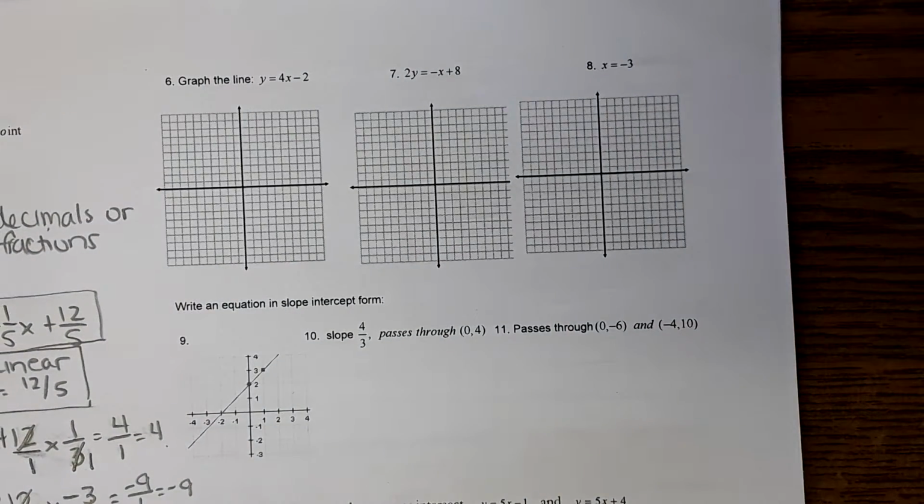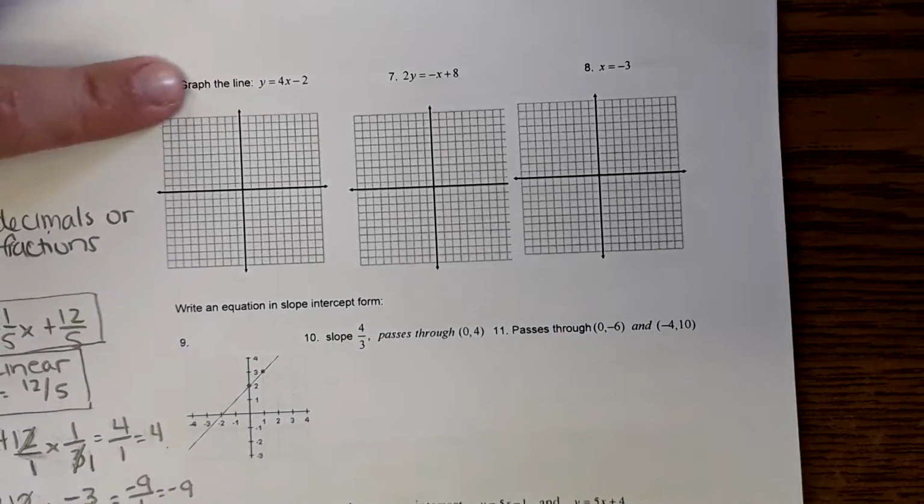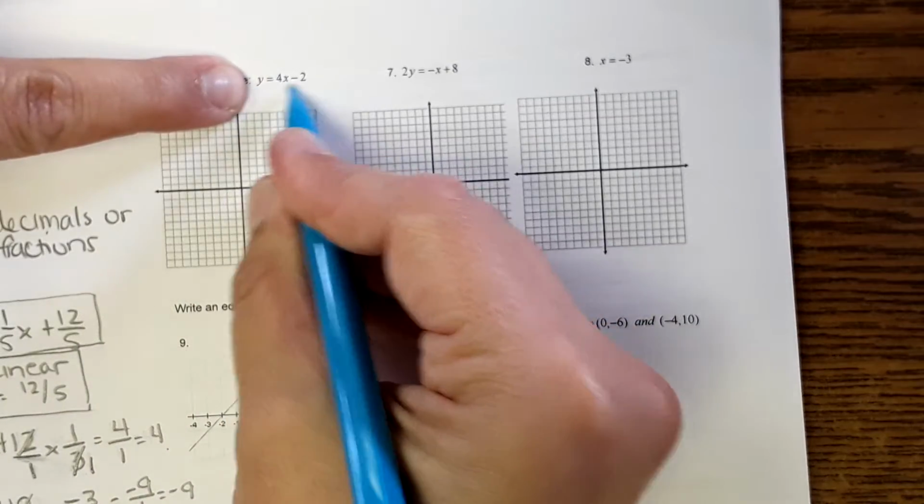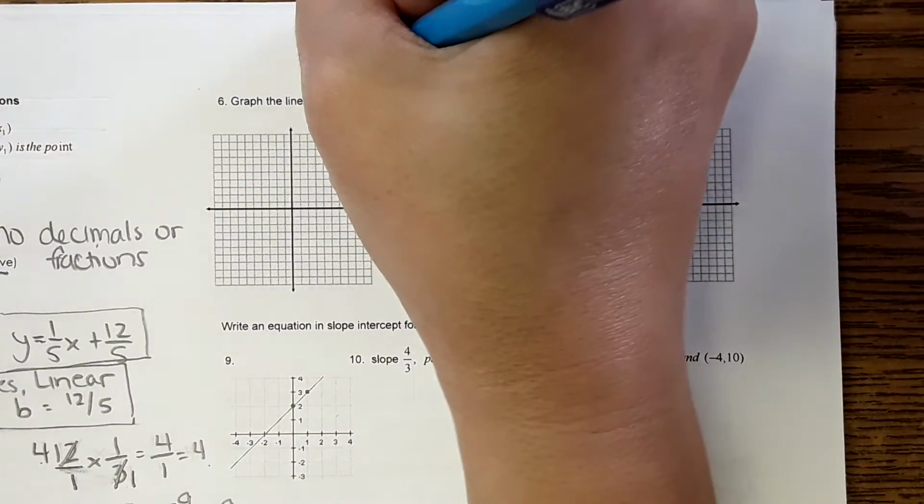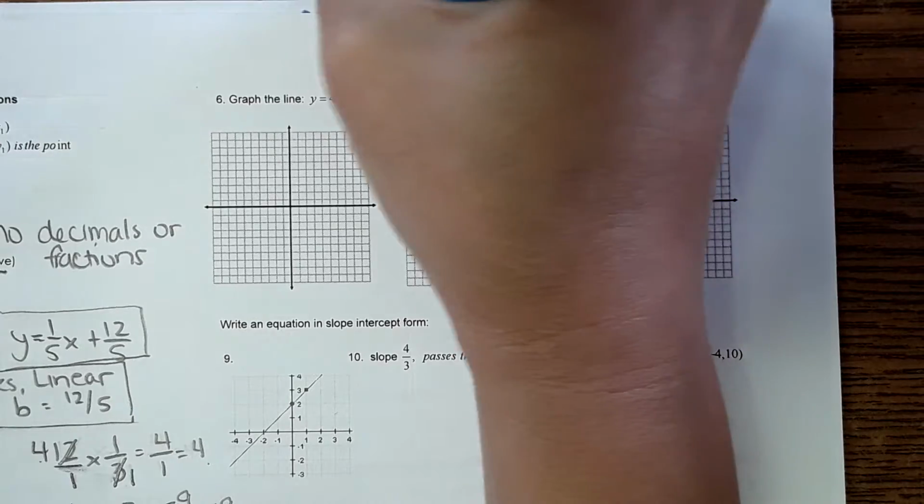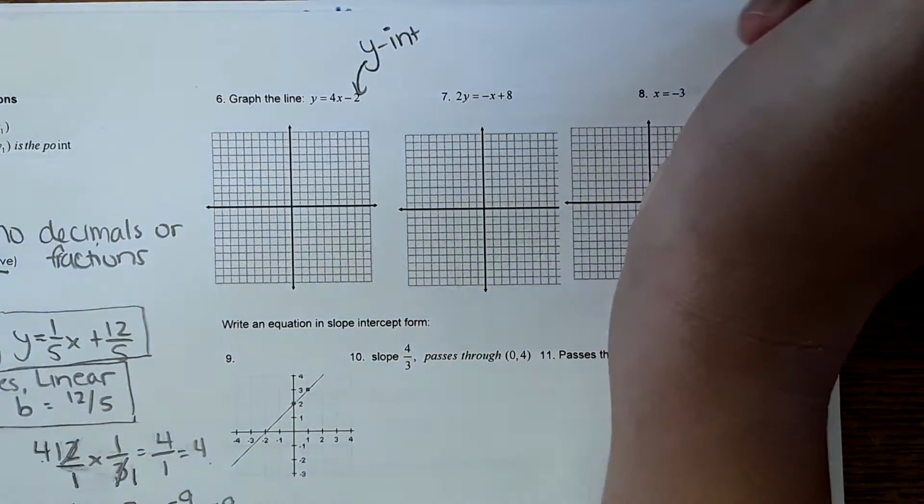Okay, over here, now we are graphing lines. Sometimes they give it to us in the format that we can graph right away. Sometimes we have to rearrange it to graph it. Here it's saying graph the line, and they give it to us in slope-intercept form. So just reviewing, this is your y-intercept, and you graph this first.